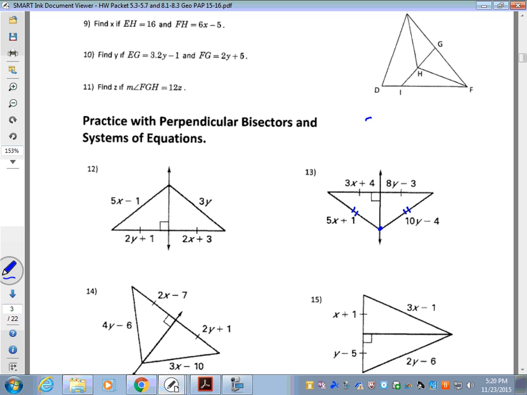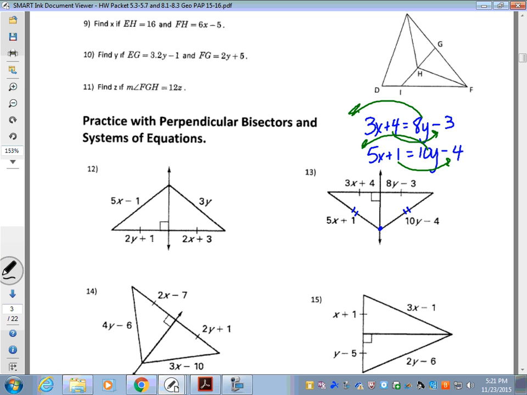So the first thing we're going to write is 3x plus 4 is equal to 8y minus 3. And then I'm also going to write 5x plus 1 is equal to 10y minus 4. Because we have two variables here and they want us to solve using a system, we need to put it in standard form. So we're now going to put our y's on the left side, and put our numbers on the right. And I'm just going to rewrite it so it's in standard form.